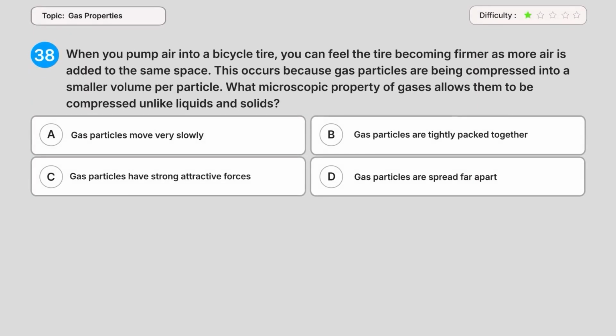38. When you pump air into a bicycle tyre, you can feel the tyre becoming firmer as more air is added to the same space. This occurs because gas particles are being compressed into a smaller volume per particle. What microscopic property of gases allows them to be compressed unlike liquids and solids? A. Gas particles move very slowly. B. Gas particles are tightly packed together. C. Gas particles have strong attractive forces. D. Gas particles are spread far apart. Do you know the answer?